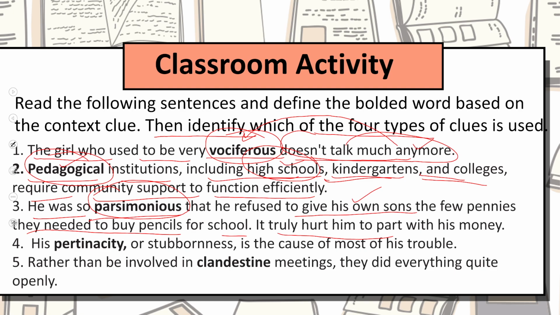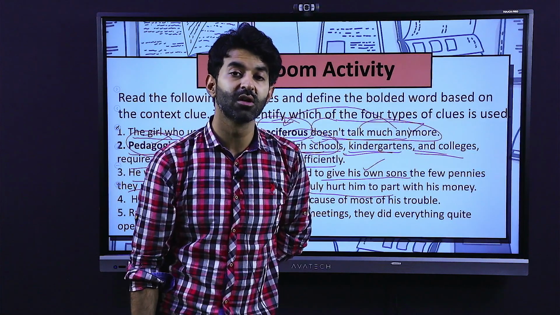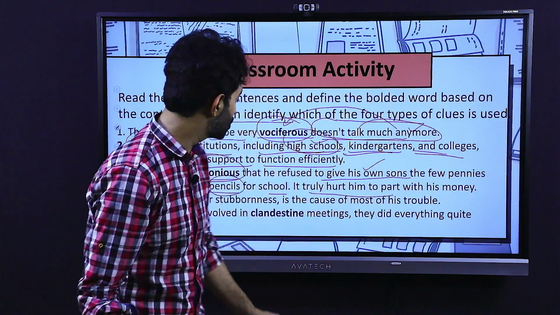It means that parsimonious is a person who's a miser, what we call in Urdu kanjoos. Who's not giving any money, not even to his own sons. So parsimonious is somebody who's holding his hand tight and not giving even the basic amount of money, the few pennies they need to buy the most basic things like pencils for school, and it truly hurt him to part with his money. He is so much in love with his money that he doesn't want to lose even a few pennies. So parsimonious means somebody who is a miser, kanjoos.